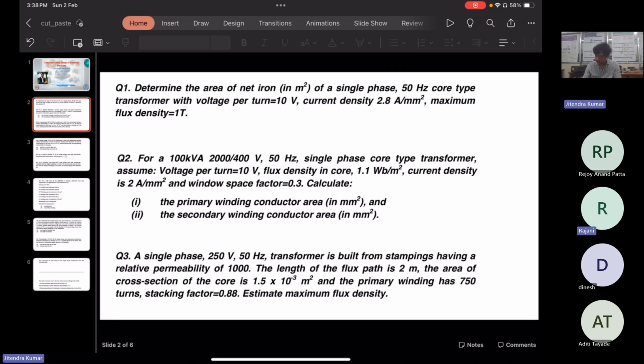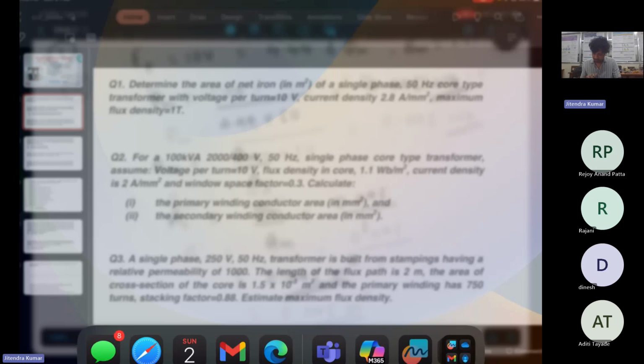They have given the kVA rating of the transformer and the voltages V1 and V2, so we can get the current, the primary current and the secondary current. If you get the current, then you can get the area if you know the current density. They have given current density as 2 ampere per mm square. If you can somehow calculate the current, you will be able to calculate your conductor area. Got it? Yes, sir. So let me also solve it.